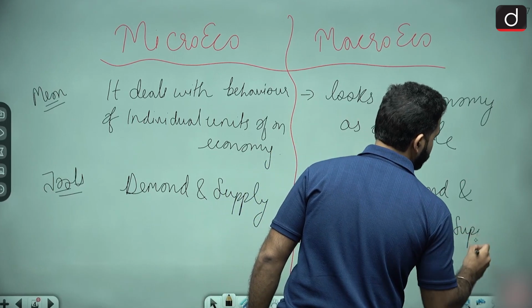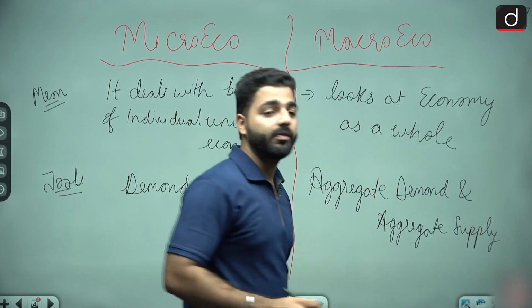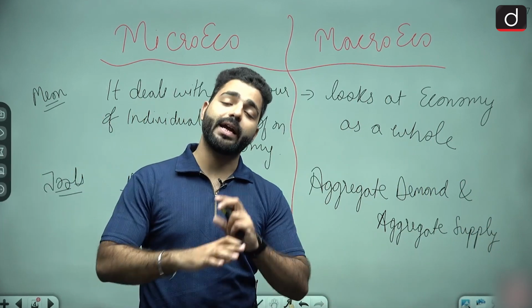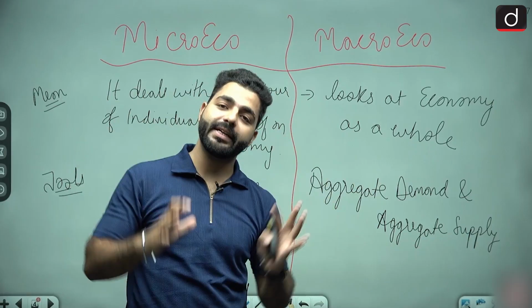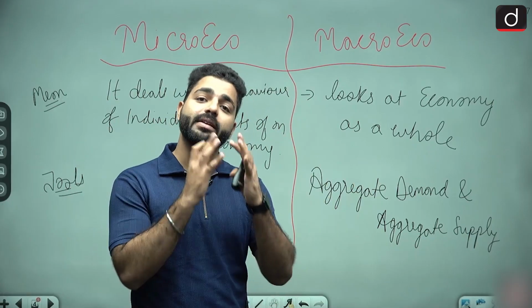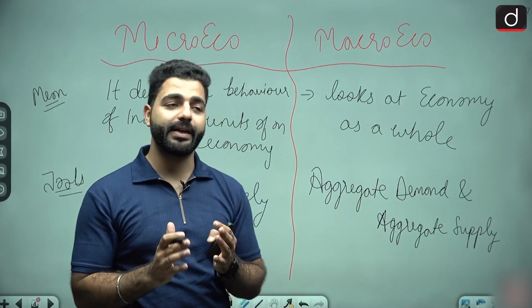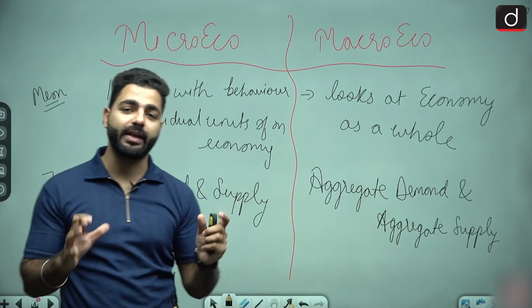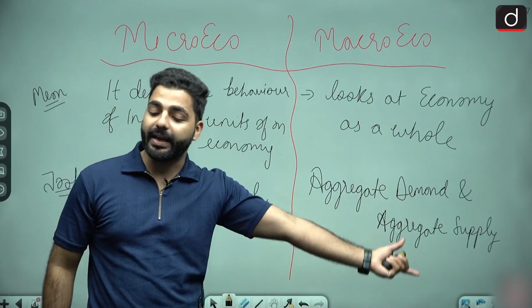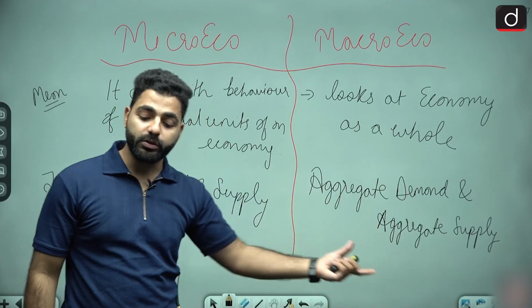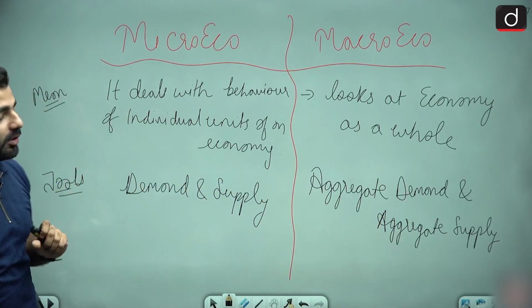So you just have to add the individual demands. When you add all the individual demands and you see the country as a whole, पूरी country की demand, when you are seeing demand of the whole country, right? So that is a macro level thing. So that is why aggregate demand and aggregate supply are the tools for your macroeconomics.